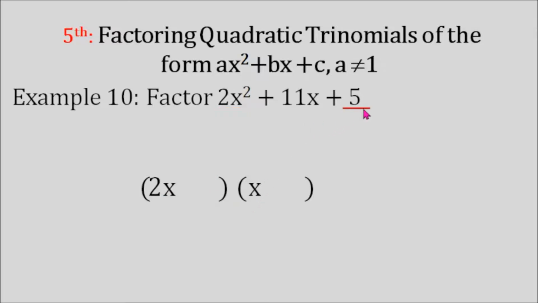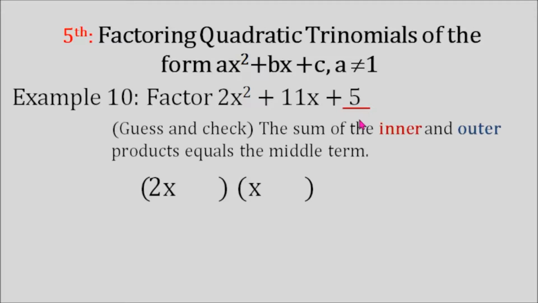Then we are going to factor the last term. Our method here is guess and check method. We check to make sure that the sum of the inner and outer products equals the middle term. So first we are going to guess the factors of 5. That's positive 1 and positive 5.